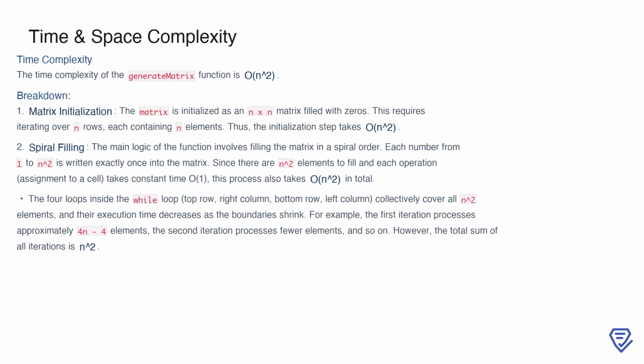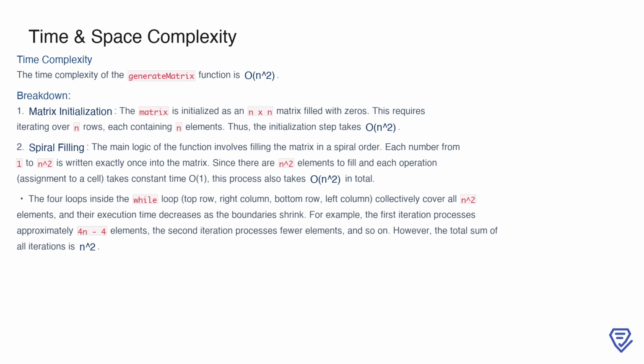The time complexity of the generate matrix function is O(n²), and this is due to two main components. First, the initialization step creates an n×n matrix filled with zeros. To do this, we iterate through n rows, and within each row, we initialize n elements, leading to a total of O(n²) operations. Next, we have the spiral filling process, where we write numbers from 1 to n² into the matrix. Each of these numbers is written exactly once, and since assigning a value to a cell is a constant time operation, this step also requires O(n²) time.